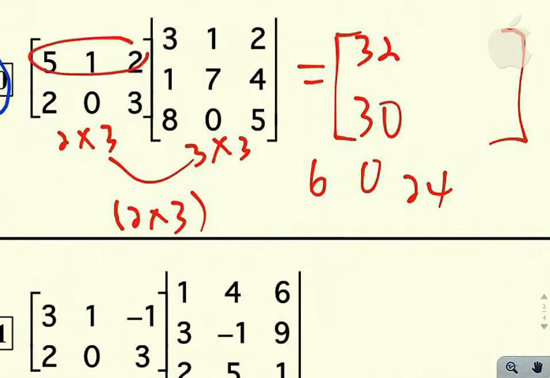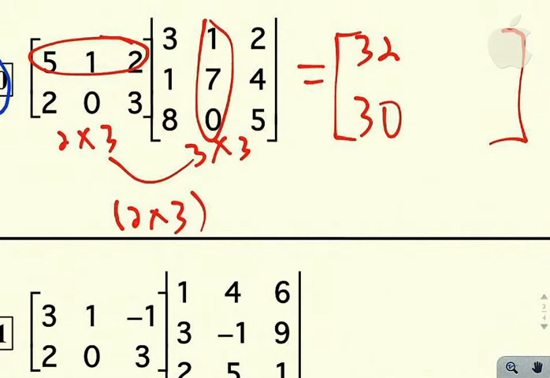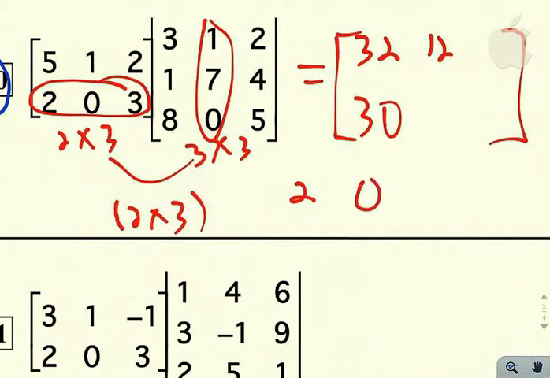Now let's multiply that row by this column. Multiply the first numbers, you get 5, second number 7, third number 0, add them up, you get 12. Now this row by the middle column. The first numbers are 2, second number 0, third number 0. Add them, you get 2.